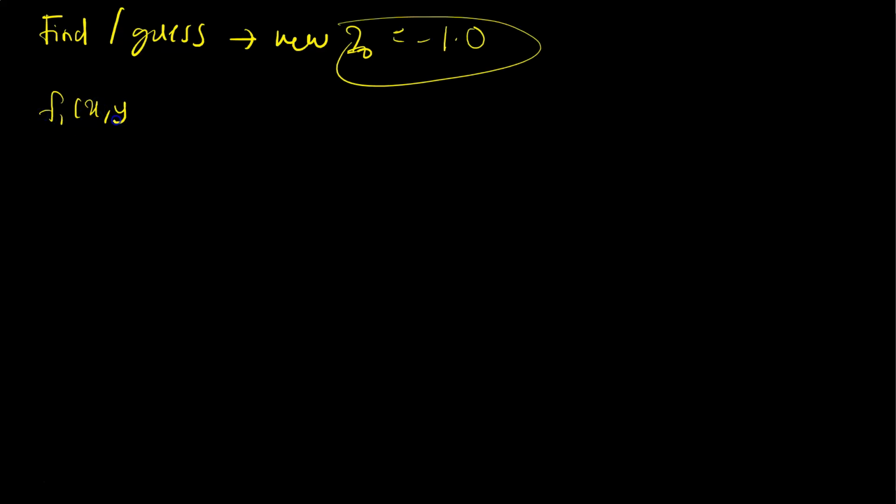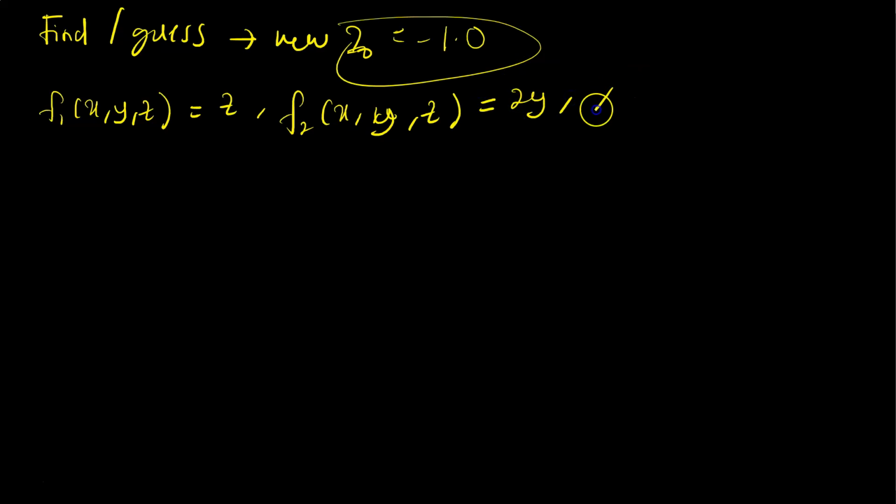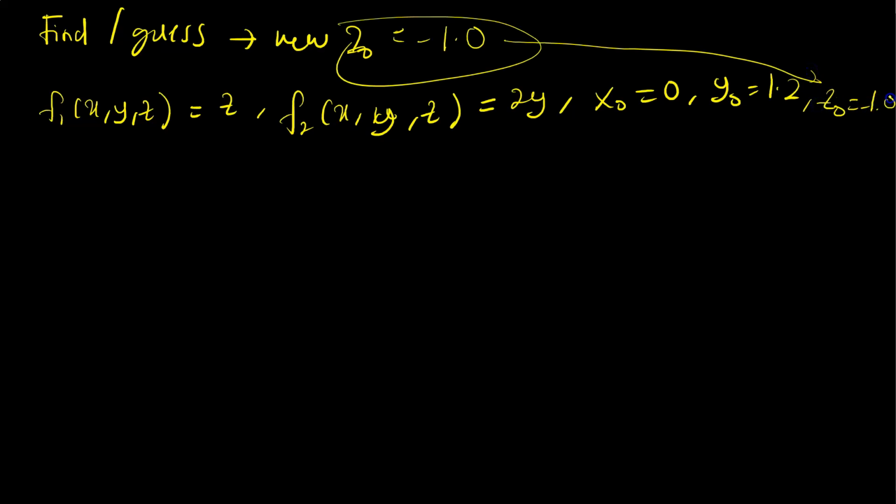And then class, once we got this Z0, we will have a system now, which is our F1(X, Y, Z) equal to Z, and then we have F2(X, Y, Z) equal to 2Y. You already have X0 equal to 0, Y0 equal to 1.2 from the question. Now we add this one as our additional Z0 equal to negative 1.0.